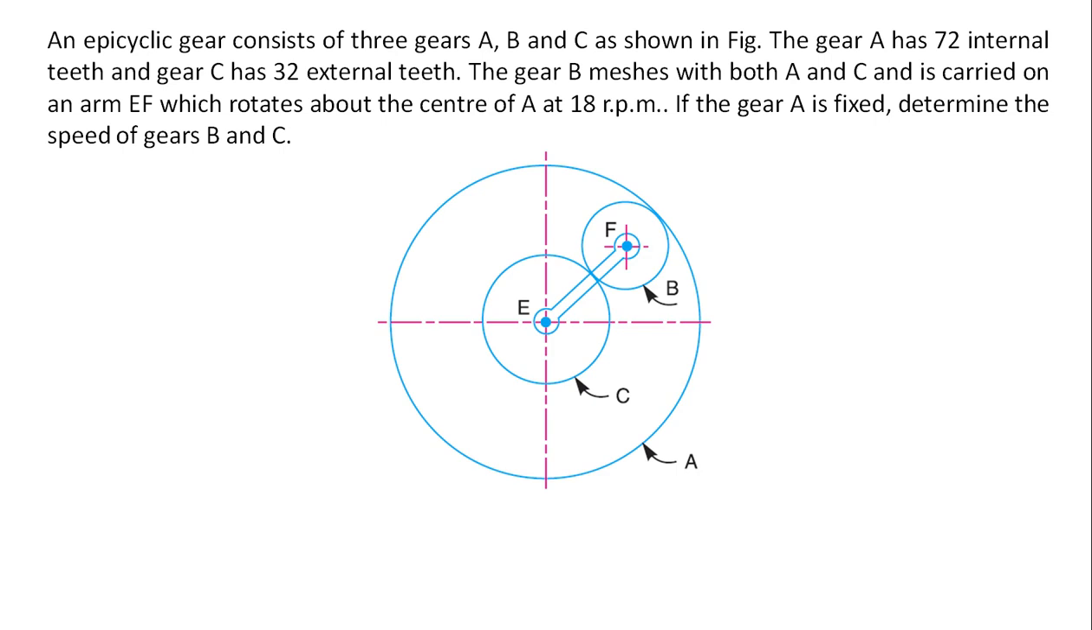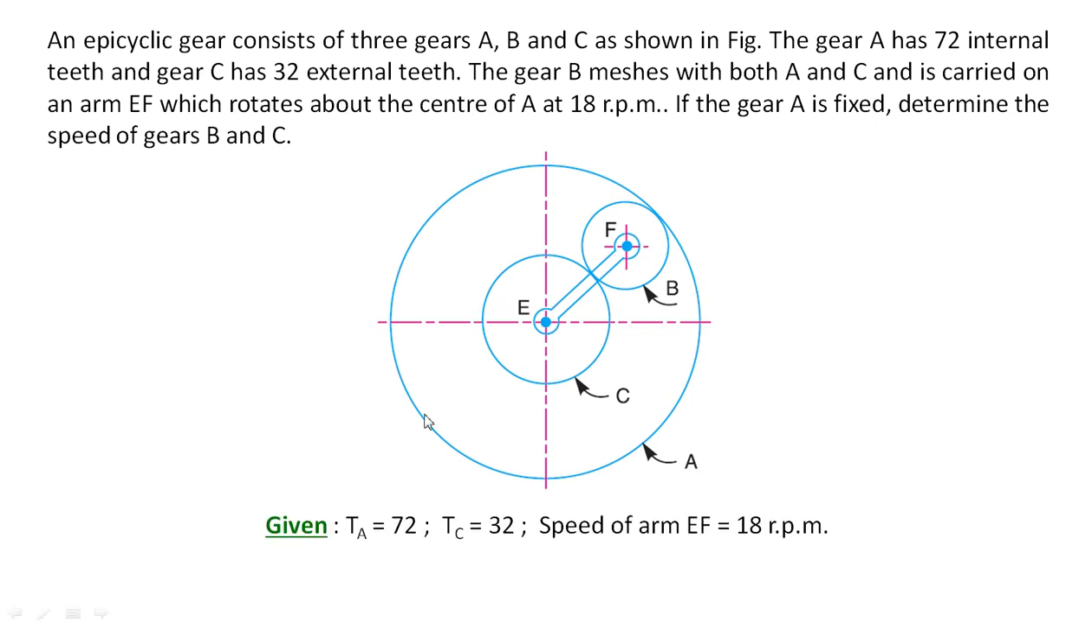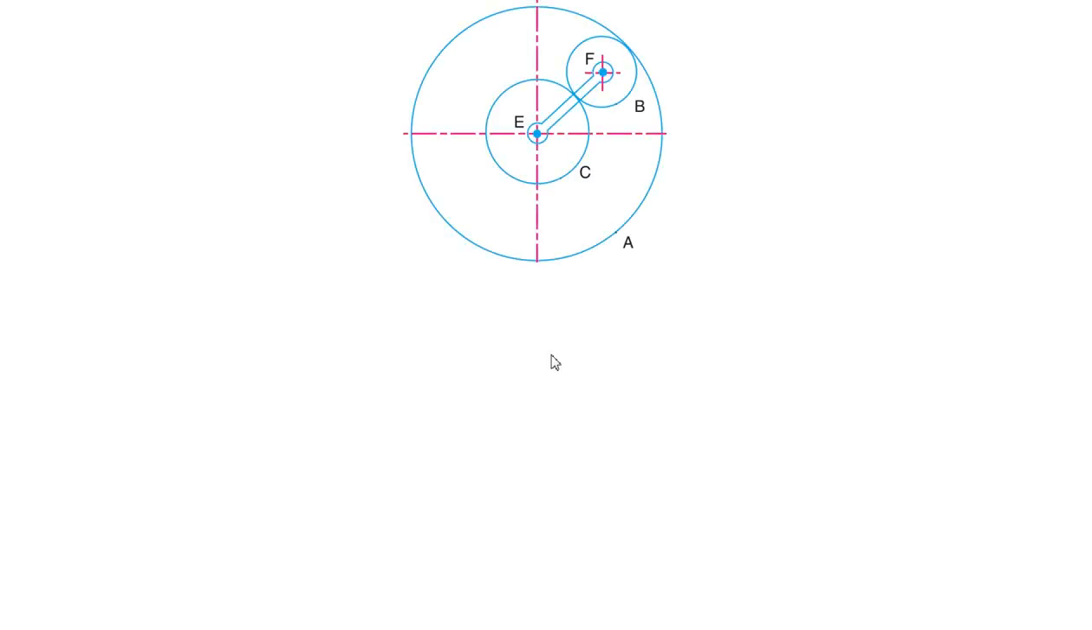So now let us write the given data. We have number of teeth on A equal to 72, number of teeth on C equal to 32 and speed of arm EF equal to 18 rpm. And we have to find speed of gear C and speed of gear B. So let us proceed with the problem. Again we refer to the diagram over here and we are going to use the tabular method to solve this problem.